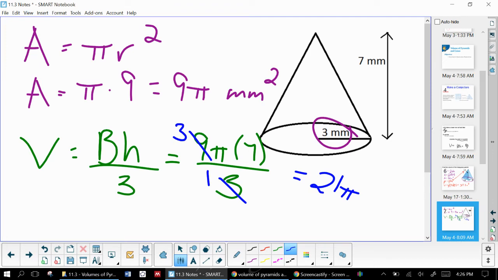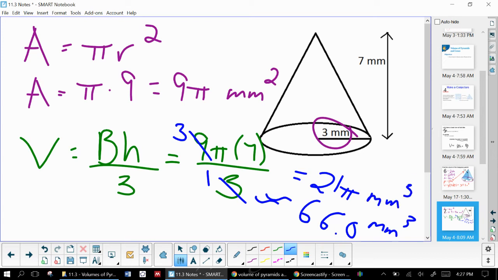If we want to leave that as a decimal, we can just type it in our calculator. 9 times pi times 7, and then divided by 3. And it turns out that that's approximately 66.0 millimeters cubed. This would also be millimeters cubed.